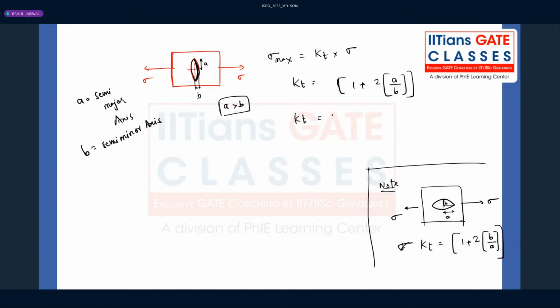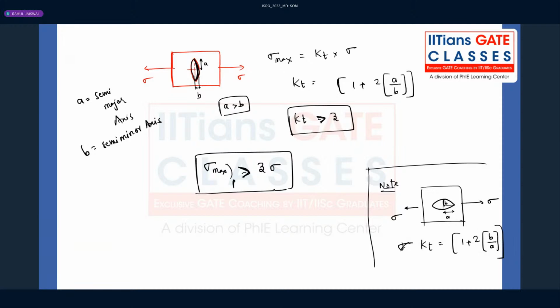So what you are understanding is Kt will be more than 3. If A is, let's say, 20 and B is 10, then automatically you will get more than 3. Then how much is sigma maximum at point P? It will be more than 3 times sigma. Yes or no, guys? Check it out. We know that sigma maximum is Kt times sigma. If Kt is, for example, 4.5, then 4.5 sigma, can we say it is more than 3 sigma? Yes, that is what they are asking.